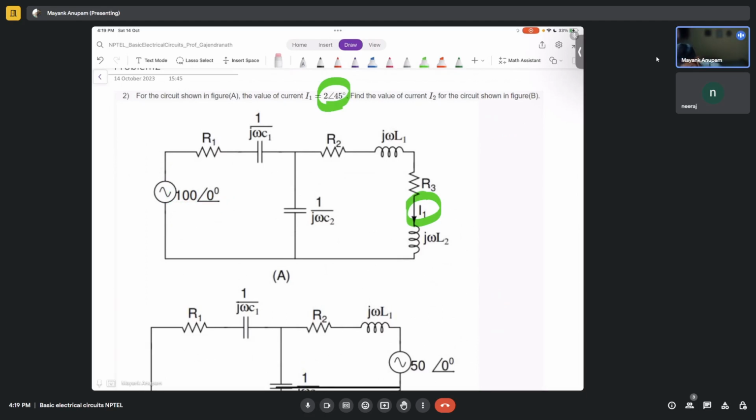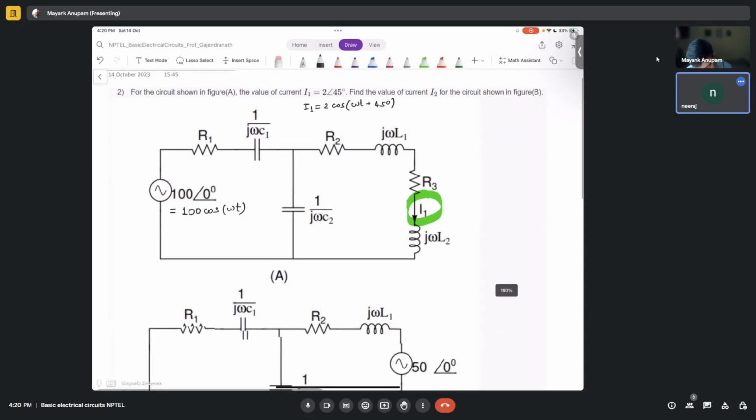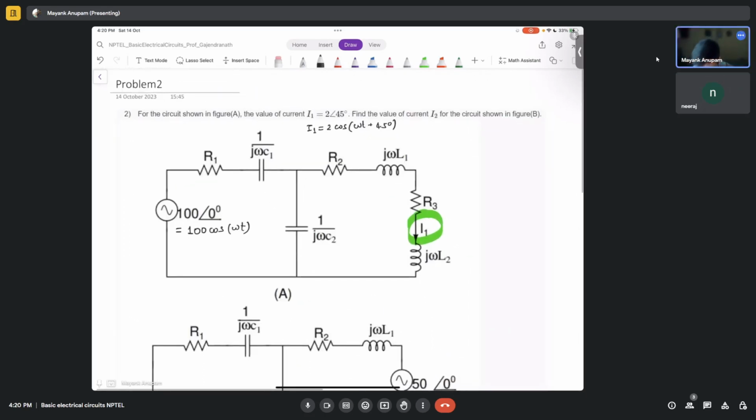So in terms of time domain, what will be the voltage source here? It will be 100 cos omega t, correct. Very good. And this current here will be how much? 2 cos(omega t plus 45 degrees), isn't it? Very good.